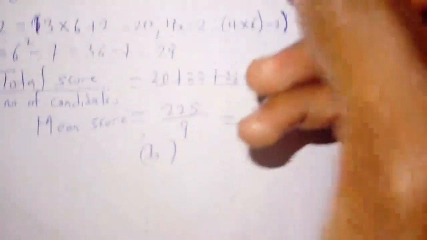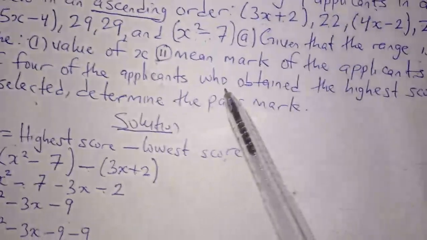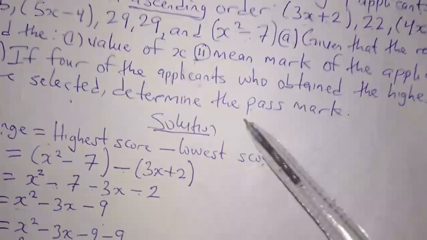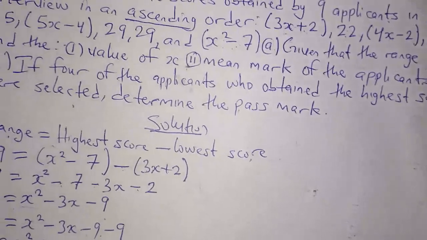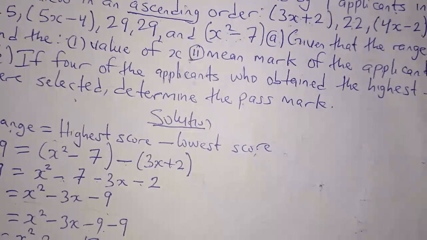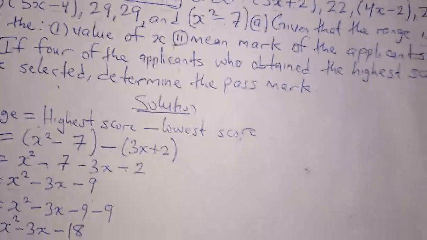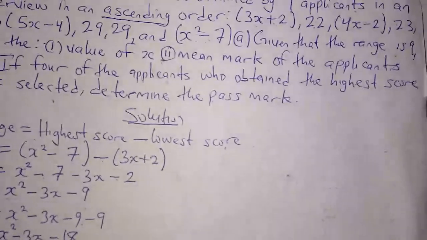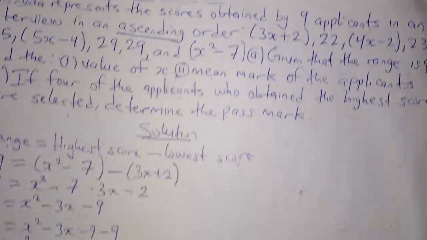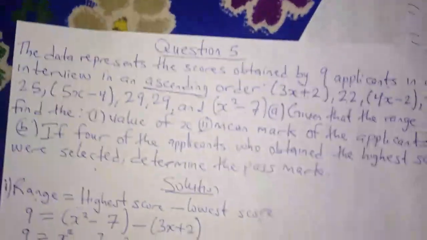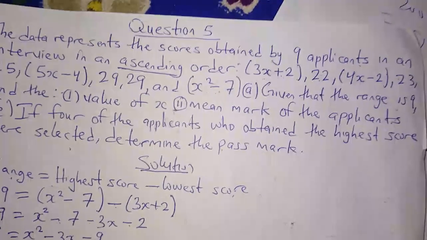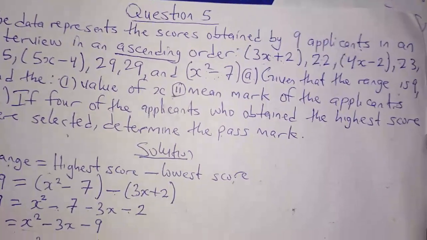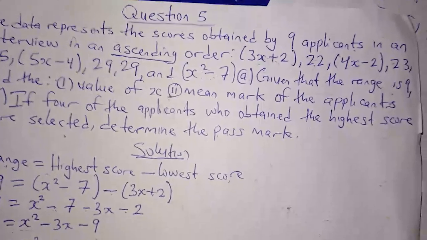Then the question B, which happens to be the last question, states that if 4 of the applicants who obtained the highest score were selected, determine the pass mark. So basically, I know the University of Ibadan very well. This is how they decide their cutoff mark. They know the number of students they want, and they just pick the student that has the lowest of the number of students they want to get. Out of these 9 candidates, we want just 4 of them to be selected. It means the person that has the fourth highest score will be the cutoff mark.